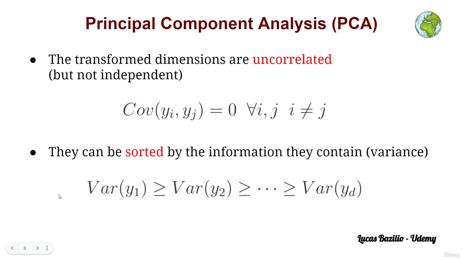Something interesting to know is that we can sort these transformed dimensions by the information of their variance. For instance, if the transformed dimension y1 has the largest variance, then we can sort them in decreasing order, so that we can put identifiers. Here we have the identifier y1 because this is the number one variance, the one that has the biggest variance. This is y2, the second with the biggest amount of variance, and so on.